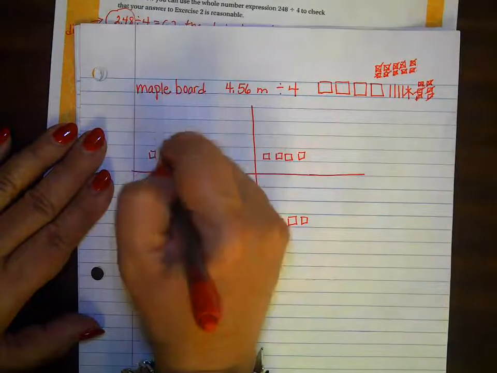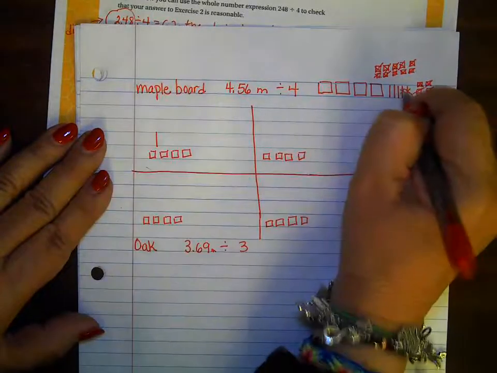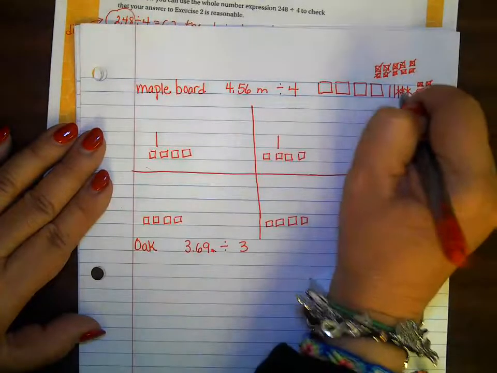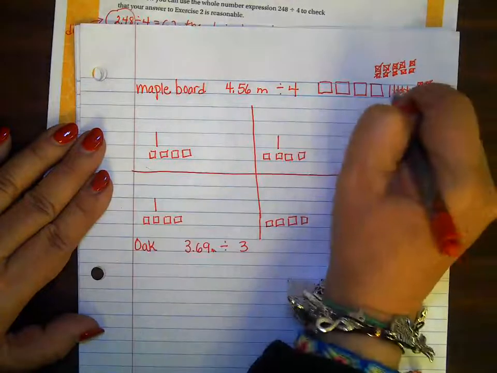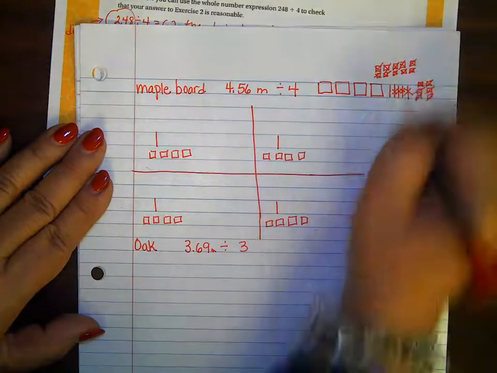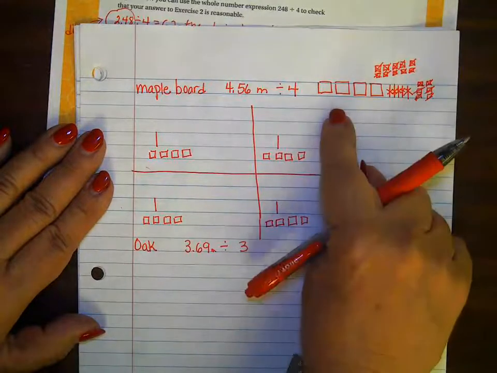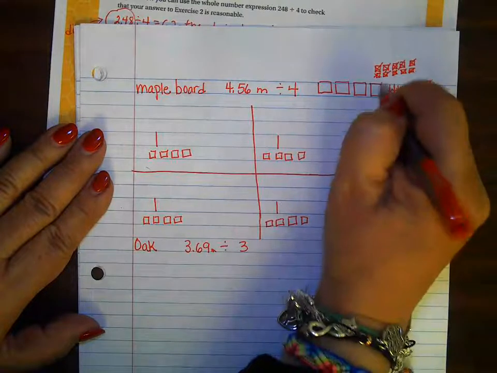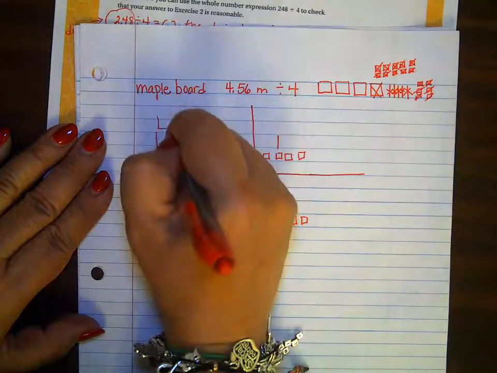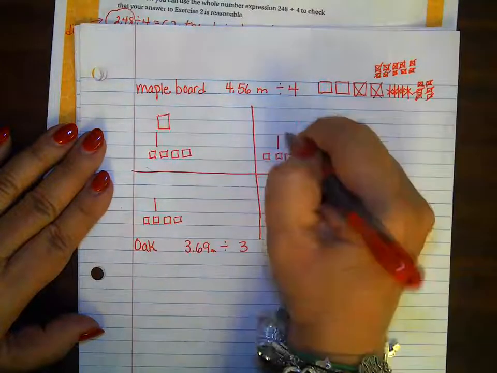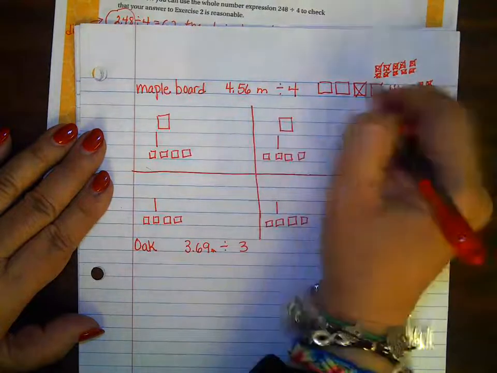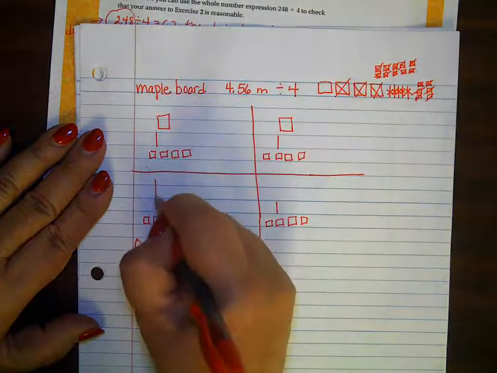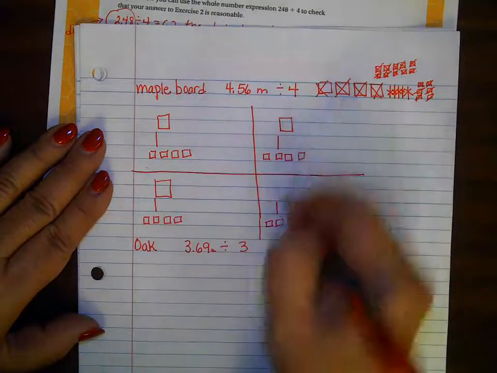So I'm just going to place one rod here, cross that out. One rod here, cross this out. One rod here, cross this out. And one rod here, cross that out. What do I have left? Yeah, I have 1, 2, 3, 4 flats. So I can take one flat, two flats, three flats, and place one flat in each group.